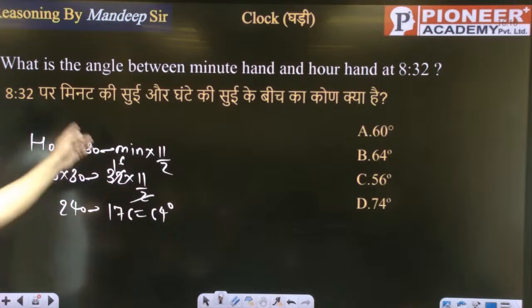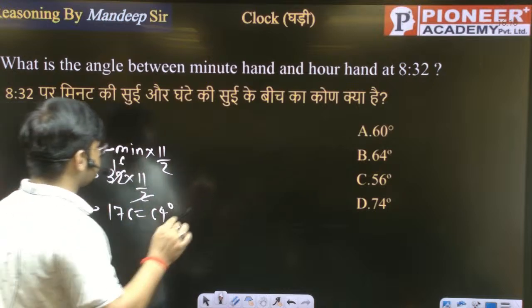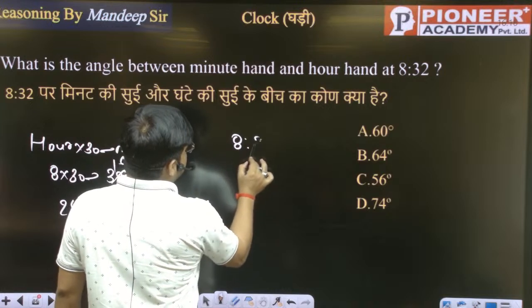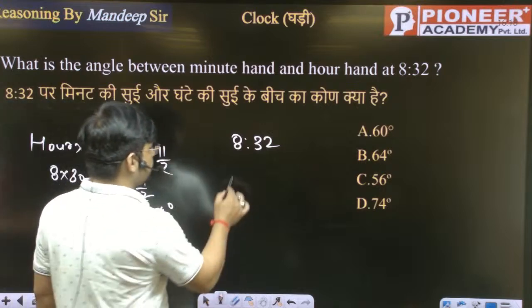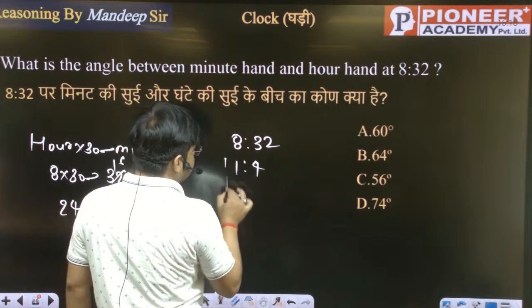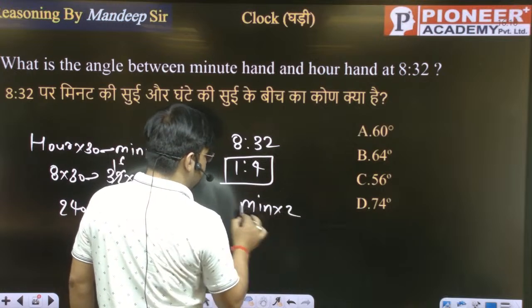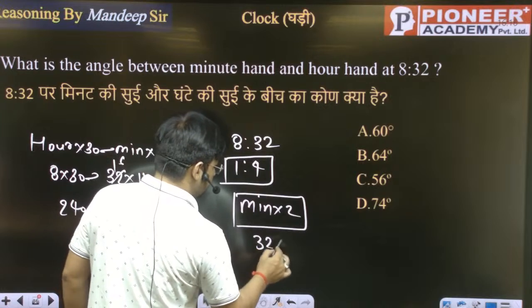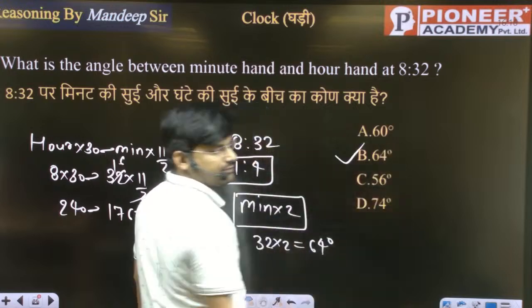How many students got the right answer? 64. Good. What is the ratio between 8 and 32? 1 is to 4. When we get the ratio 1 is to 4, then we will do minute into 2 always. Minute is 32. 32 into 2, it's 64.